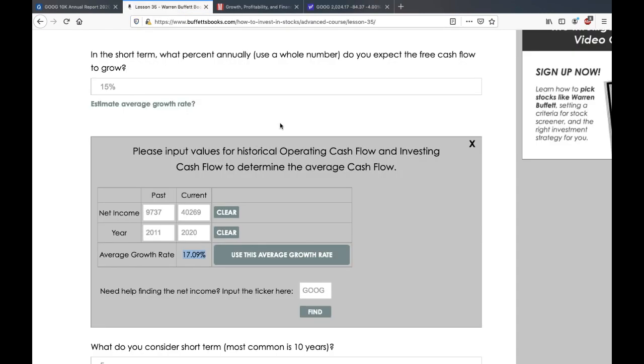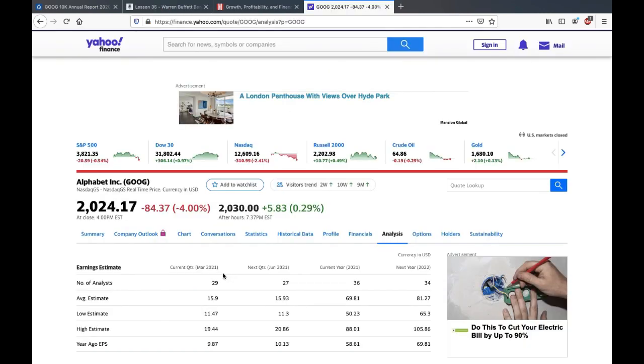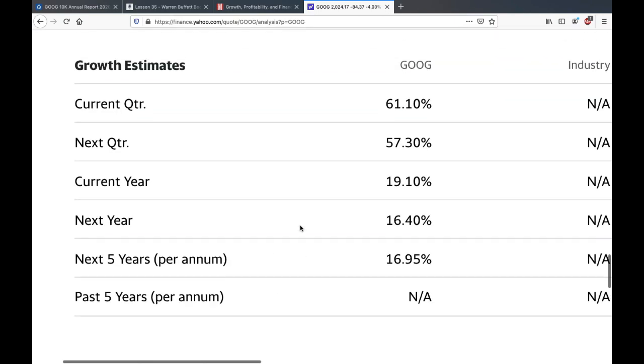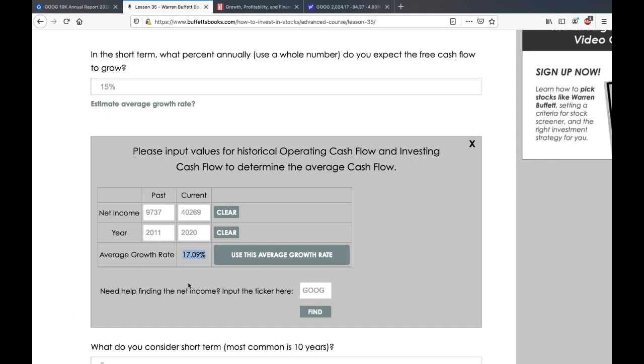What you can also do is you can see what the analysts think. If you go to Yahoo Finance and go to analysis and go all the way to the bottom of the page, here you see that the analysts think the growth estimates for Google next 5 years are 16.95%, which is very similar to the 17% growth rate that they have had in the past.